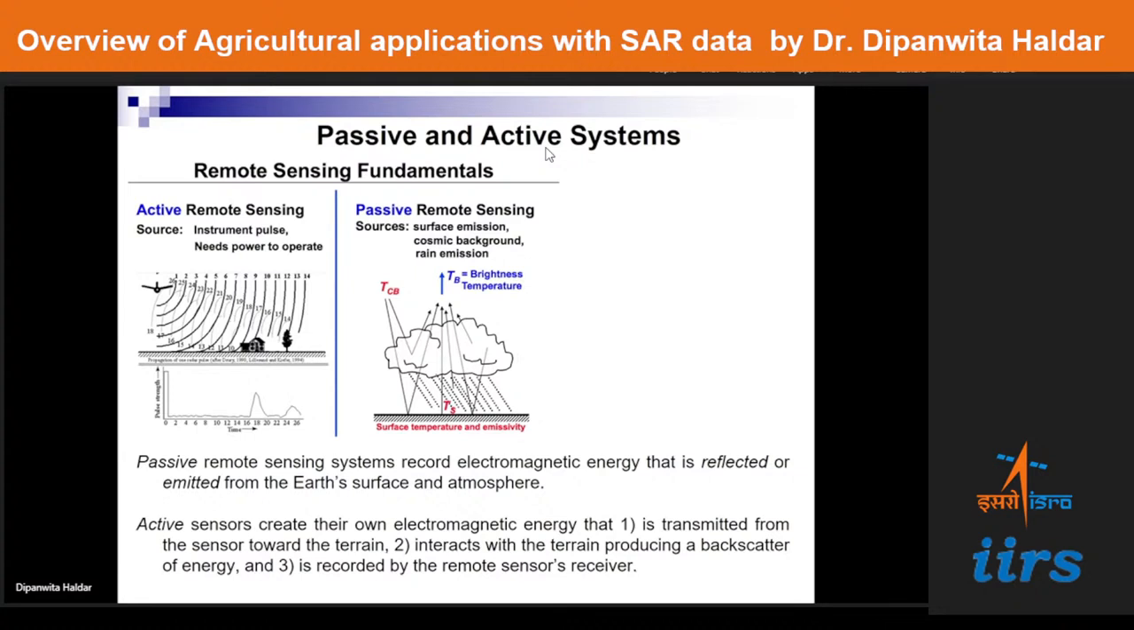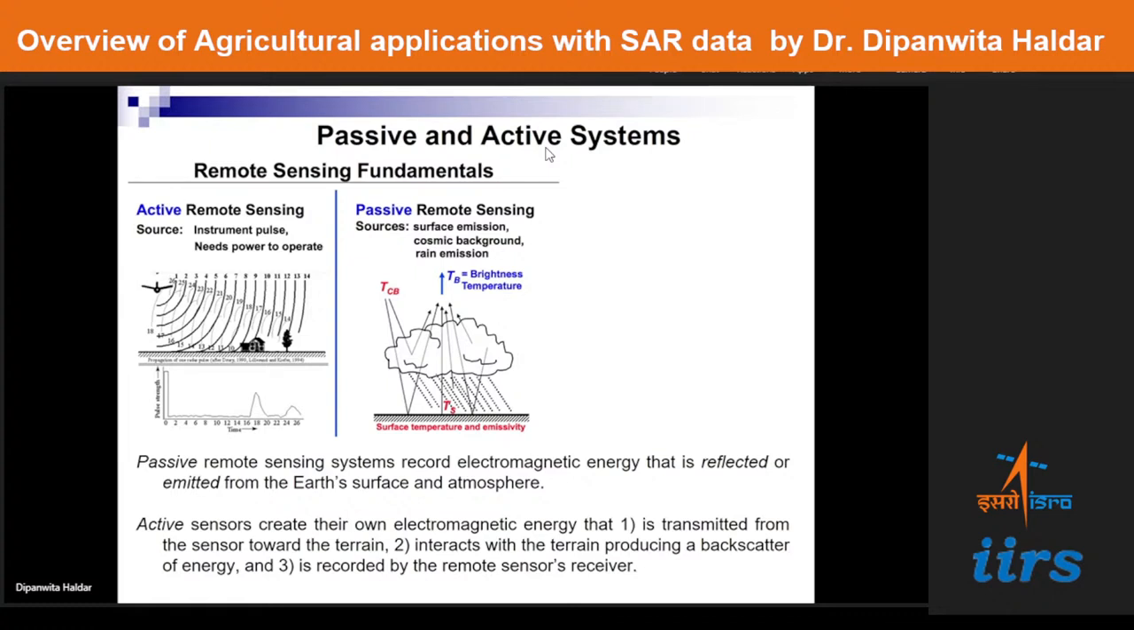It creates its own electromagnetic radiation that is transmitted from the sensor towards the terrain. Then it interacts with the terrain. Whatever energy is transmitted gets interacted in a different manner. It may be scattered, absorbed, or transmitted. The part of the scattering which is sensed back by the sensor is known as the backscatter and is recorded by the receiver. This is the entire process in active remote sensing.